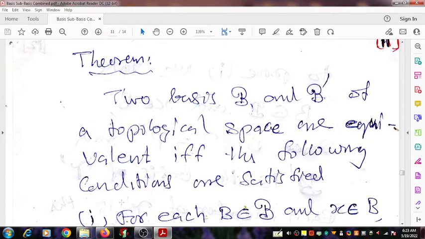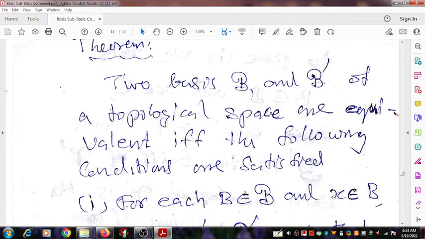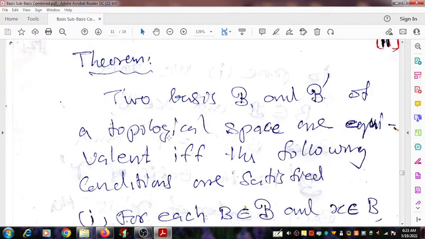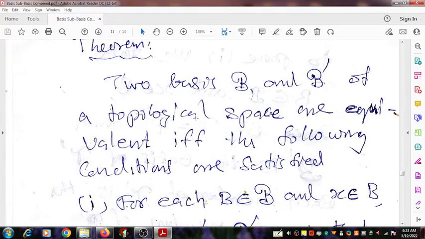In this video, we shall state and prove an important result on two bases of a single topological space. The statement of the result is given here. The two bases B and B prime are two bases of a topological space, say X. That's why X is not written here. So it's a single topological space.